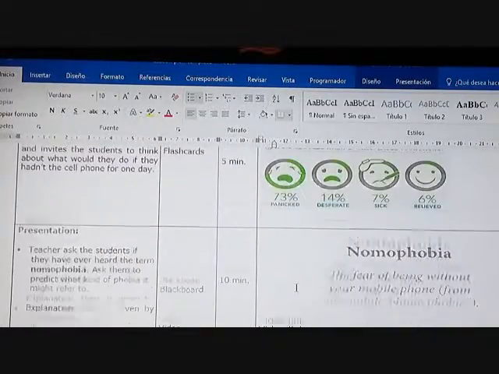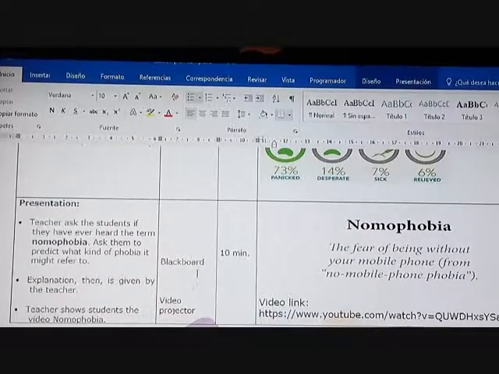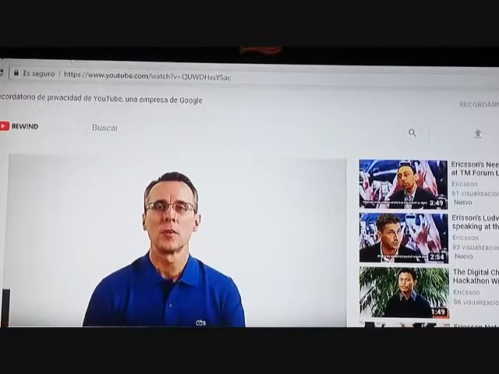Okay. The next stage is the presentation, where the teacher uses the blackboard and writes the word nomophobia, explaining that it is the fear of being without your mobile phone, from the words "no mobile phone phobia," as I explained in the beginning of this video. Then, by means of a video projector, the teacher shows a short video of about 1 minute. This is the video link. Here you are, and I'm going to play a little.